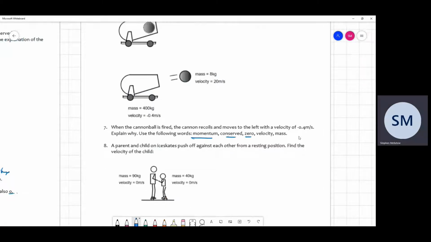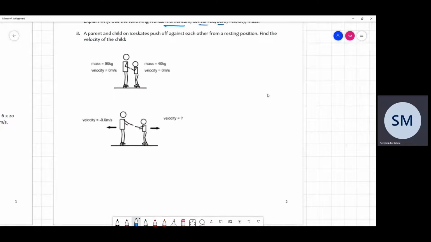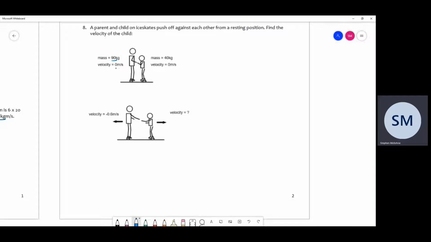Parent and child push off against each other from a resting position. Find the velocity of the child. Well, we've got the mass of the mother is 90 kilograms and the velocity is 0 meters per second. Momentum is equal to mass times velocity. So the mass of the mother is equal to 90 kilograms, the velocity of the mother is equal to 0 meters per second, and the momentum is going to equal 0 kilogram meters per second, because 90 times 0 is 0.